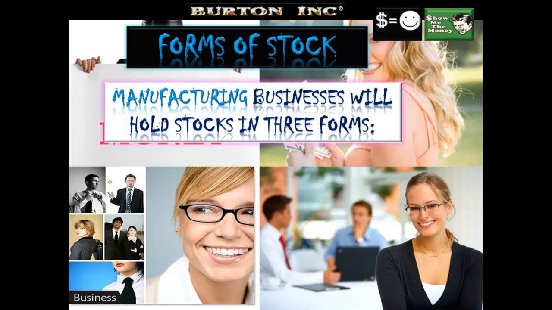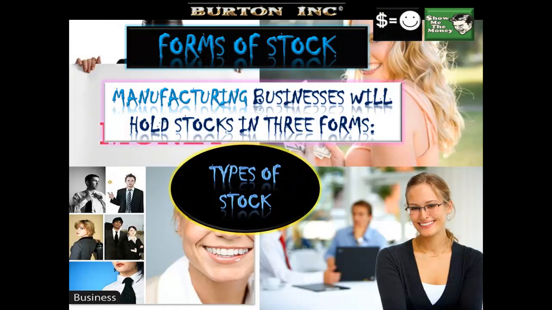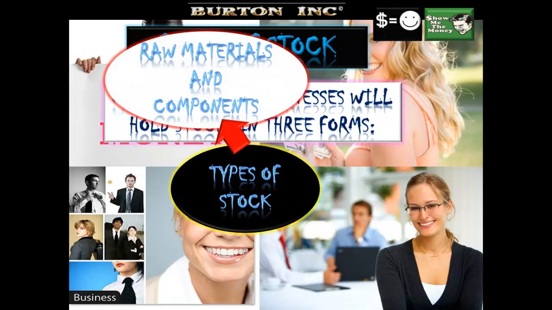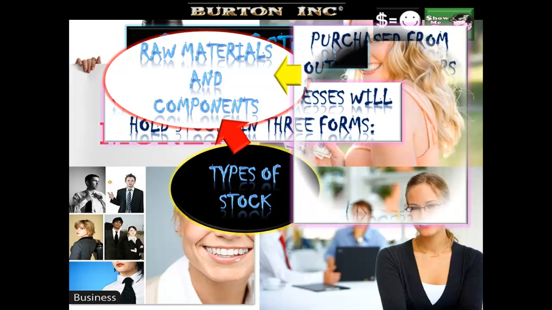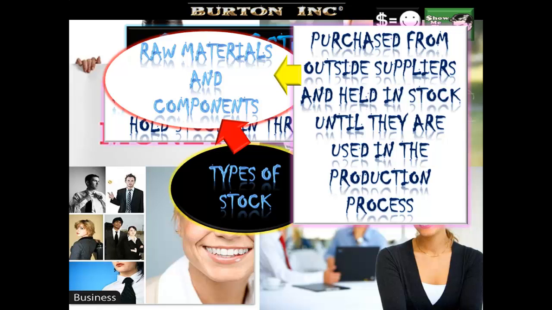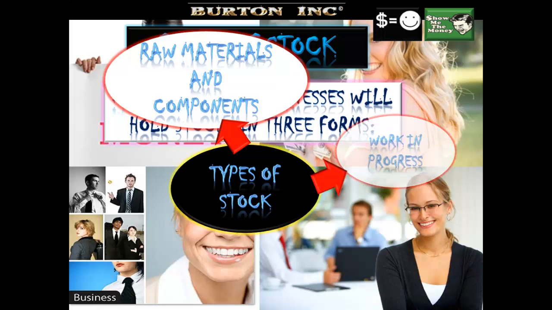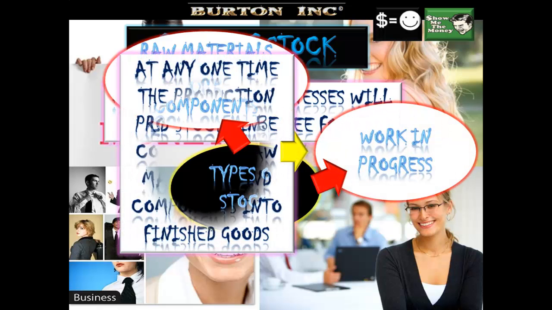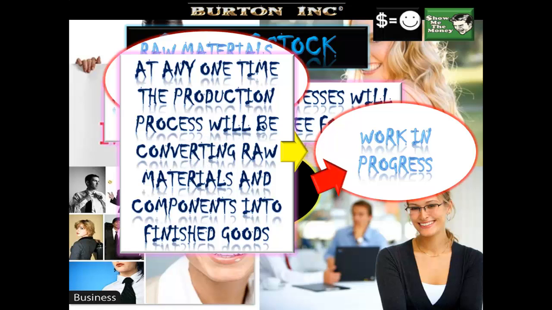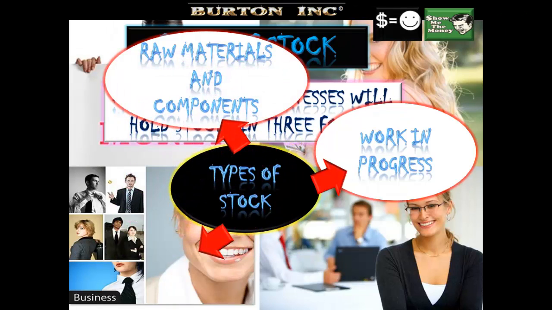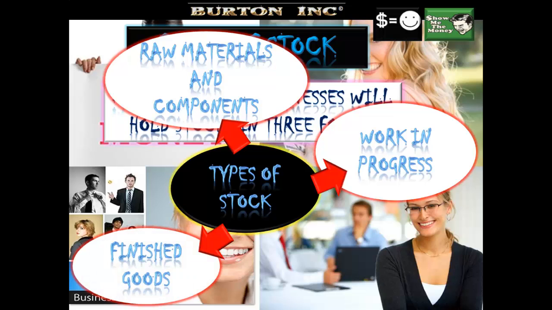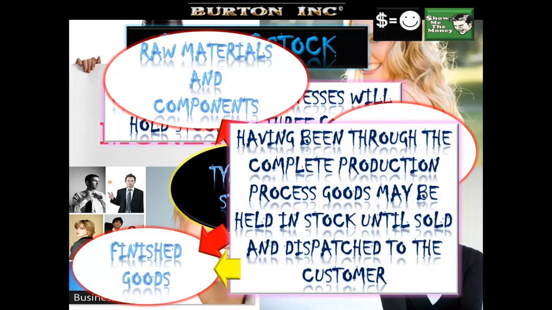Different forms of stock. So the raw materials and components are purchased from outside suppliers and held in stock until they're used in the production process. Work in progress: at any one time the production process will be converting raw materials and components into finished goods. And finished goods themselves: having been through the complete production process, goods may be held in stock until sold and dispatched to the customer.